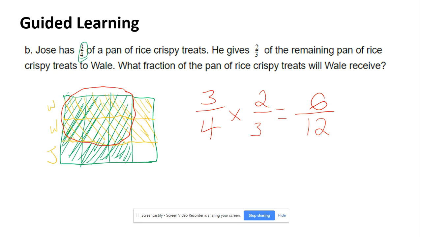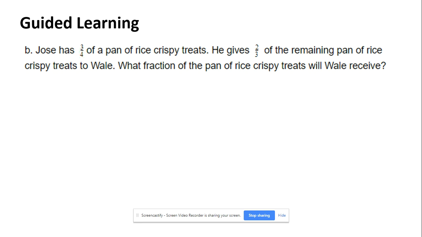And we can also see that if you multiply the numerators, 3 times 2, you get 6. If you multiply 4 times 3, you get 12. All right, let's try to move a little quicker now.